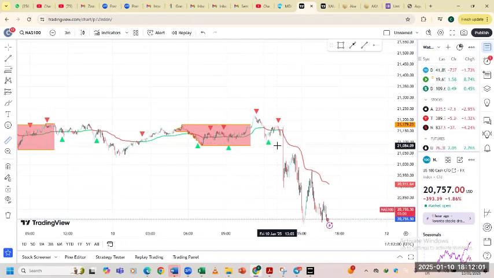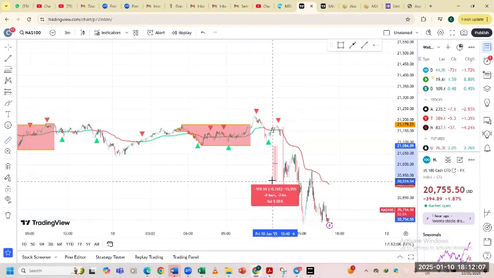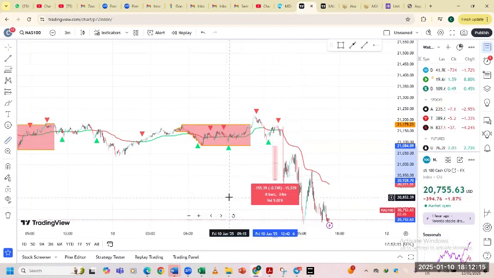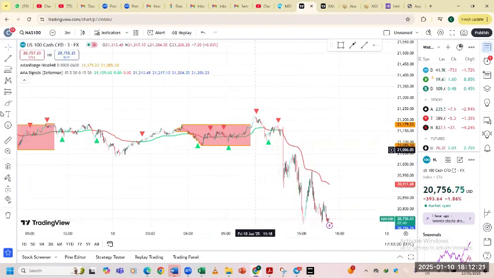It broke below, you took a sell. Just look at this move. How many pips is this? Let's even say you got out here. Just look at that. The risk to reward is massive.